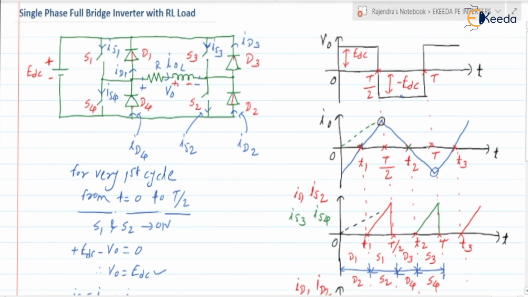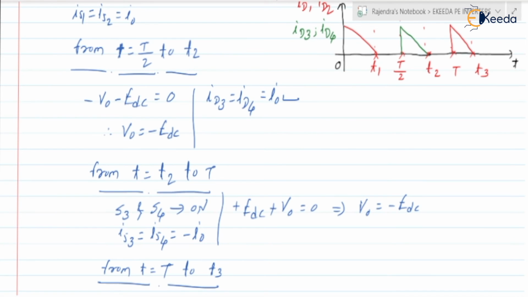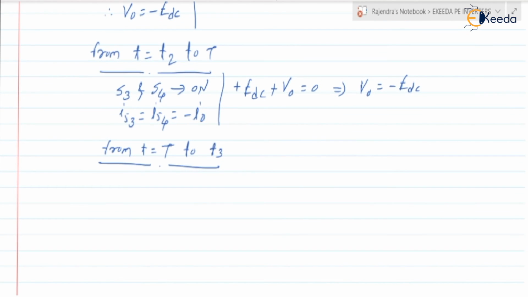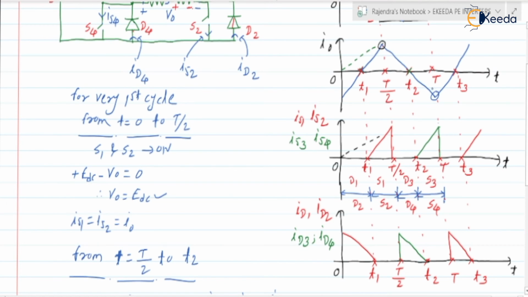Next, during this interval we can write ID1 is equal to ID2 is equal to minus I0. But I0 during this interval was decreasing, with a negative value. So ID1, ID2 are opposite to that: they will be decreasing only, but the value will be positive.